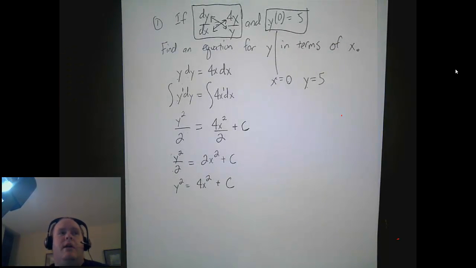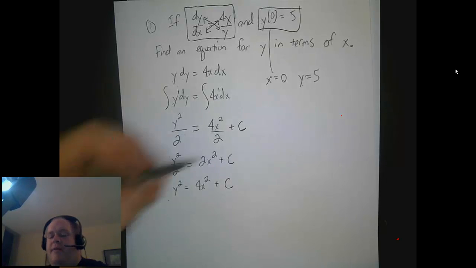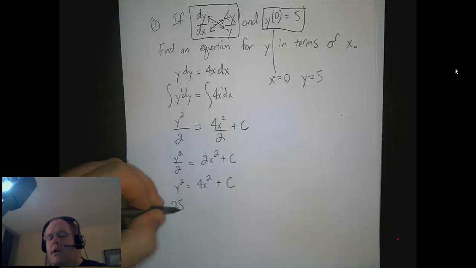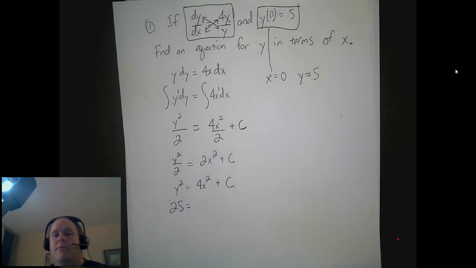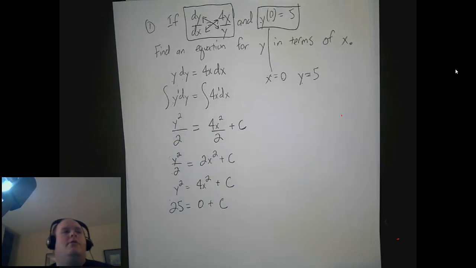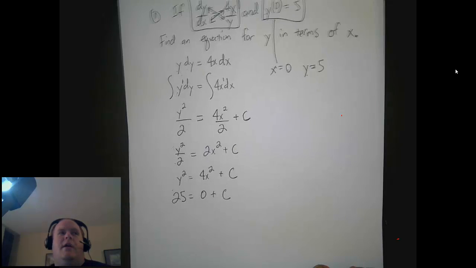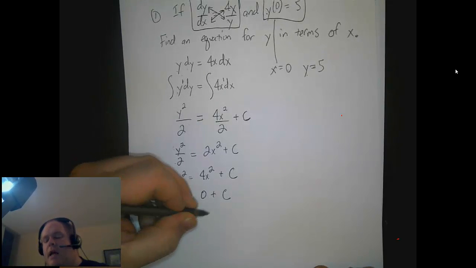So now I can use this to substitute into this equation to find the constant. So let's do that. y squared, so that's going to be 5 squared, which is obviously 25, equals 4x squared. Well, x is 0. 0 squared is 0. 0 times 4 is still 0. So we get 0 plus c. So 25 equals 0 plus c. You can let your little brother or sister do that one because obviously 25 equals c.